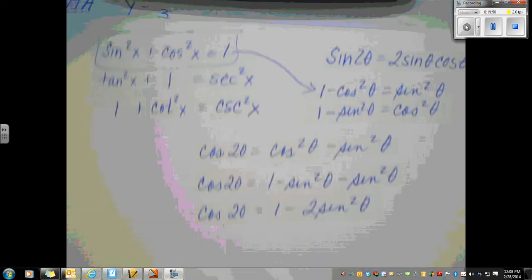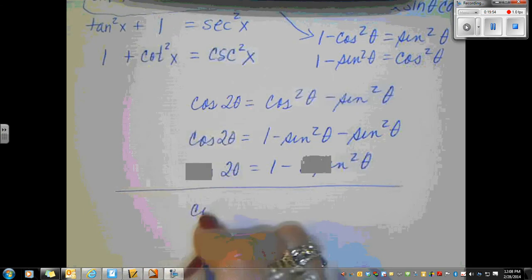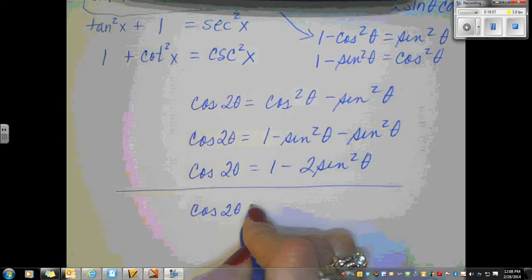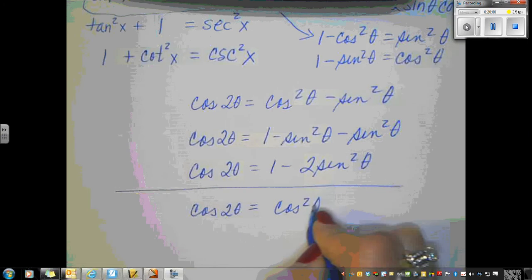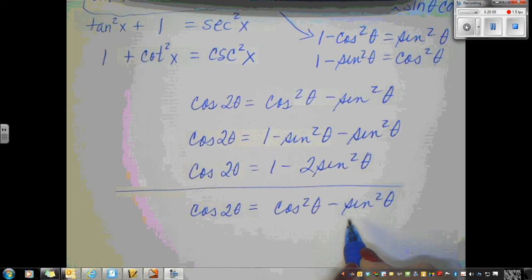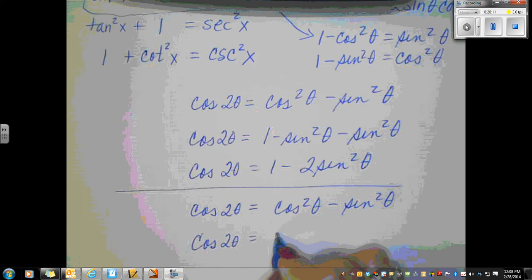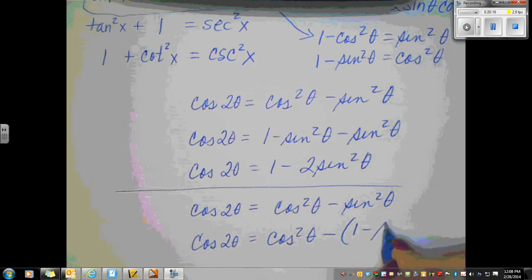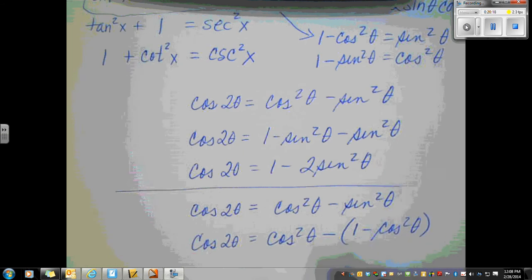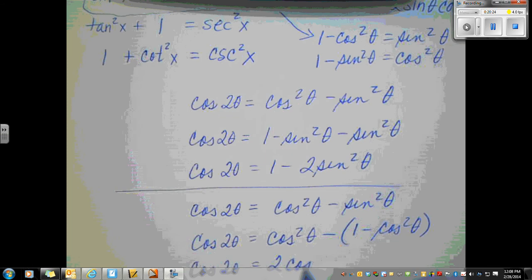Okay, the other one is, if I started out with cosine 2 theta equals cosine squared theta minus sine squared theta, and I substituted in what sine squared was equal to, I would have cosine 2 theta equals cosine squared theta minus 1 minus cosine squared theta. So I would get cosine 2 theta equals 2 cosine squared theta minus 1.